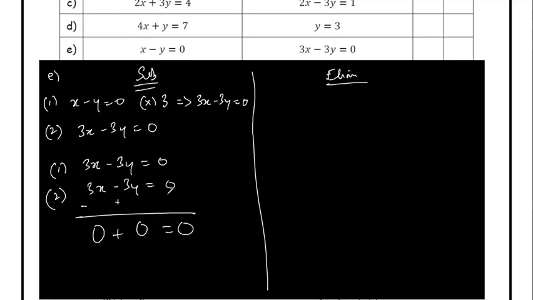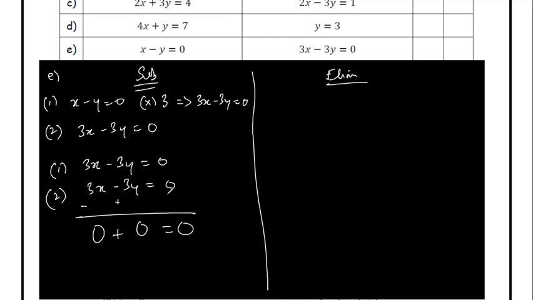So, what can you say about this? Can you say that there are no values of x and y? Or can you say that there are infinite values of x and y? Yeah, any value of x and y you can take. What can you say about this?